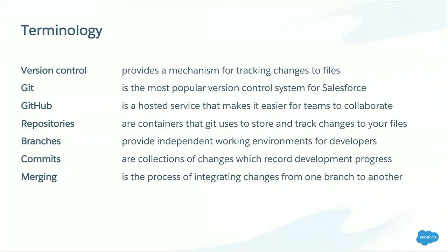There's a bunch of terminology around version control, and some of it sounds complicated, but it's really not. So version control, as I said, is just a way to track changes to files, preferably simple text files. Git is probably, if not the world's most popular, then soon will be the world's most popular version control system. That's certainly the most popular for Salesforce projects, in my experience. Git is simply a technology. It's just a way to version control files.